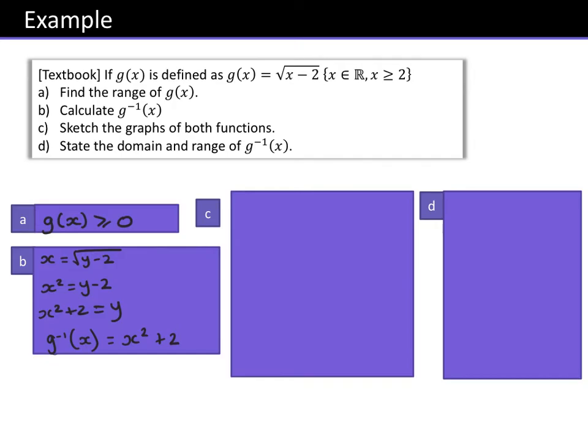It says sketch the graphs of both functions. State the domain and range of the inverse of g of x. Now, sketch the graph of both functions. Well, first of all, I'm not sure how to sketch the square root of x minus 2.